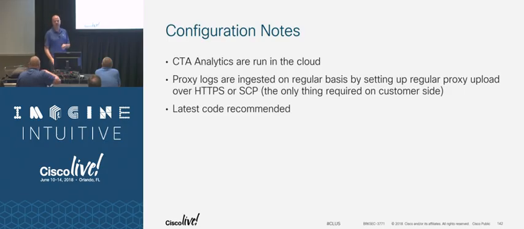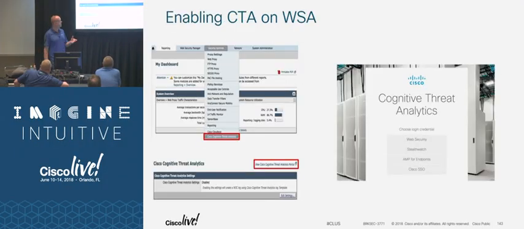So let's talk about configuration on WSA for it. Now, the configuration is pretty simple. We've got a security service called Cognitive. It brings up an area where you can enable it. And then there's a web UI. The web UI is obviously the cloud side of it, because remember, all the analysis is done in the cloud.